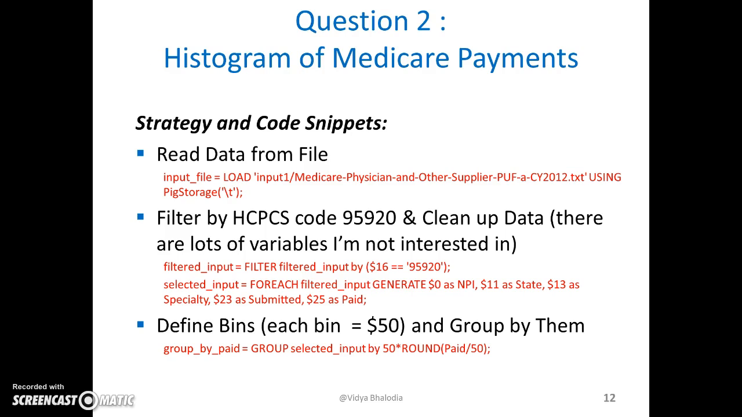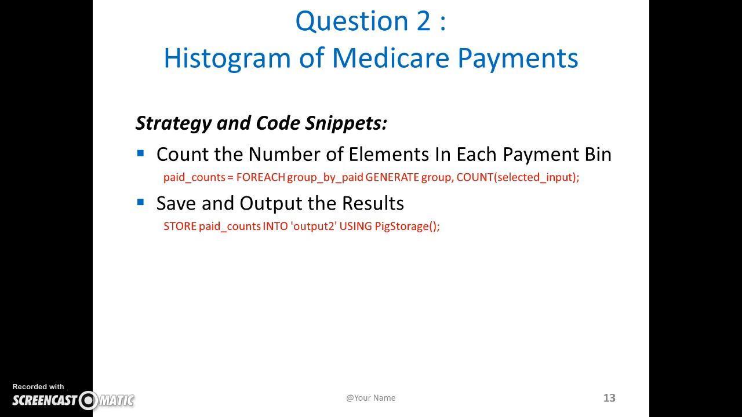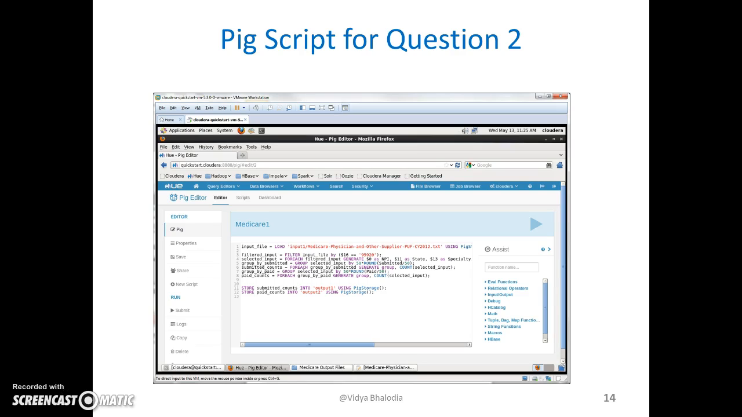Our second question is very similar to the first. Instead of looking at the charges to Medicare, we're looking at the payments that Medicare makes. We're going to do the exact same thing: read the data, filter it, clean it up, define bins of 50, and round our payments to the nearest 50. Count the number of elements in each payment bin, and save and output the results. Same exact code. As a matter of fact, I answered both questions in the same script. It was just easier to do it that way.